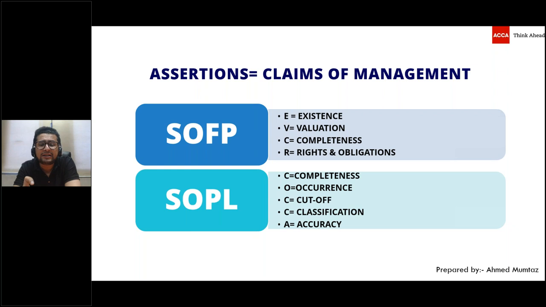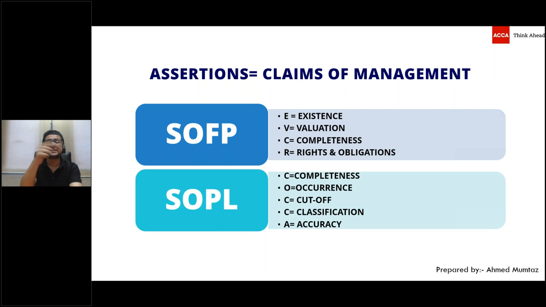So basically, completeness is the exact opposite of existence. When it comes to existence, the management is going to claim whatever we have recorded, it exists for real. And when it comes to completeness, they will say whatever exists in real, we have recorded it. So the procedure for existence could be the opposite of the procedure for completeness. It's the other way around, because the concept is the other way around.